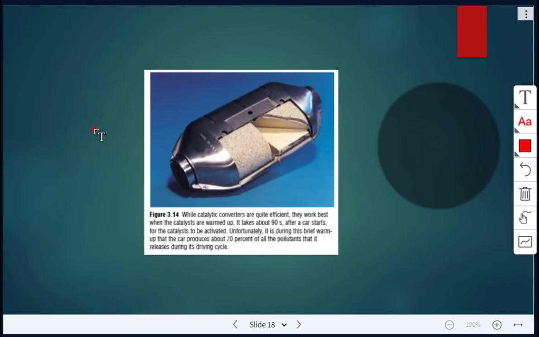All right, so here is a catalytic converter. They're quite efficient, but they work best when the catalysts are warmed up. It takes about 90 seconds after a car starts for the catalyst to be activated, but unfortunately, it's during that brief warm-up that the car produces about 70% of all the pollutants that it releases during its driving cycle.